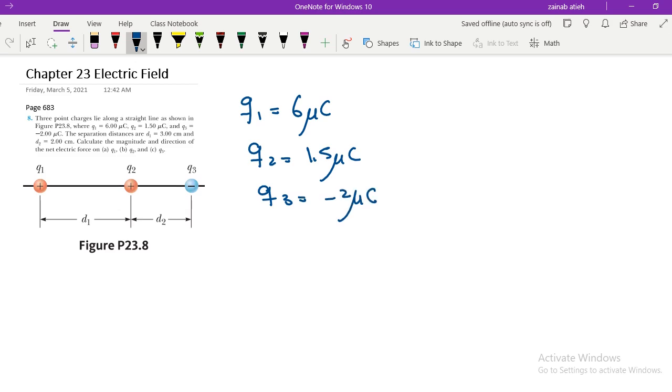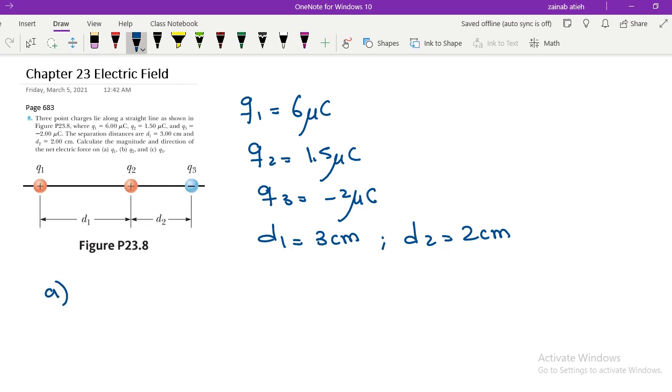To know if the charge is positive or negative, you just look at its sign. So it's obvious that Q1 and Q2 are positive, Q3 is negative. The sign is very important when we draw the force because we must know if the other charges are attracting or repelling the charge of study. Given also D1 equals 3 cm and D2 equals 2 cm. This is the given.